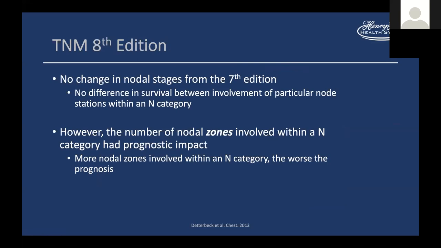So a few more things about nodal assessments. Comparing the 8th edition to the 7th edition, there really were no changes in terms of your N0 to N3 definitions. That's because when they looked at each individual nodal station alone within an N category, they didn't see any difference in survival for those nodes, and that's why they didn't make any changes. But one thing that they did note in the 8th edition was the number of nodal zones involved. We'll talk about nodal zones in a minute, but the more nodal zones involved within an N category did have prognostic impact, in that more nodal zones involved within an N category had a worse prognosis.